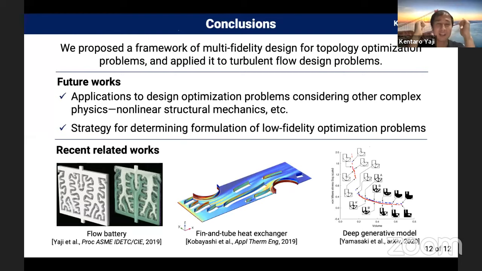So the designer considered what is a good shape, and we assume such a shape is good in the high fidelity model too. This is the assumption of our framework.